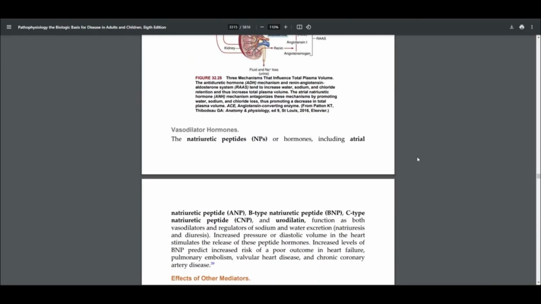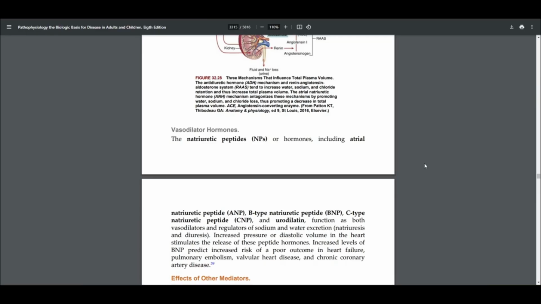So then we have our vasodilator hormones. The natriuretic peptides, or NPs, including atrial natriuretic peptide, B-type natriuretic peptide, C-type natriuretic peptide, and urodilatin, function as both vasodilators and regulators of sodium and water excretion. Natriuresis and diuresis. Mouthful. Increased pressure or diastolic volume in the heart stimulates the release of these peptide hormones.